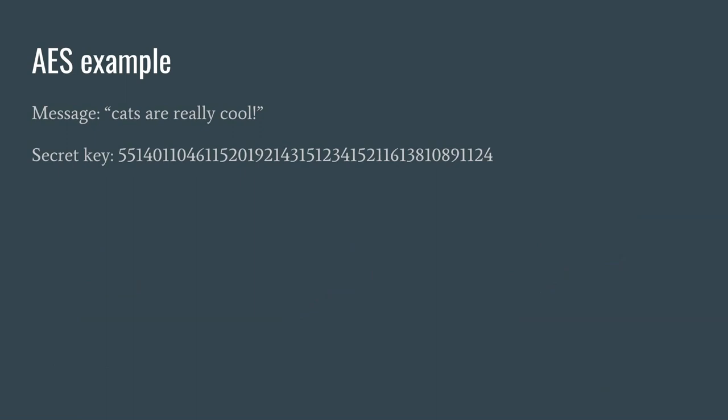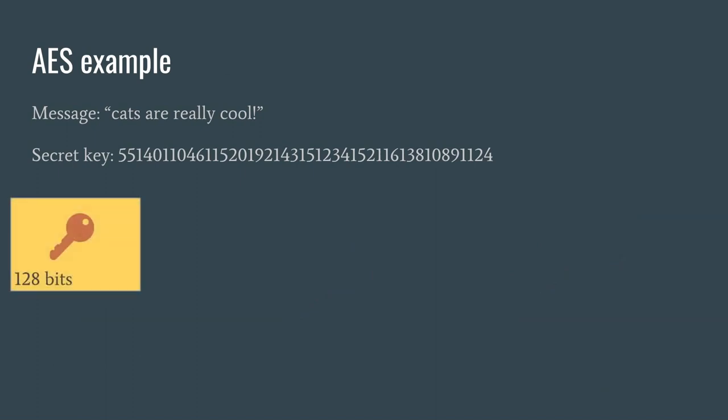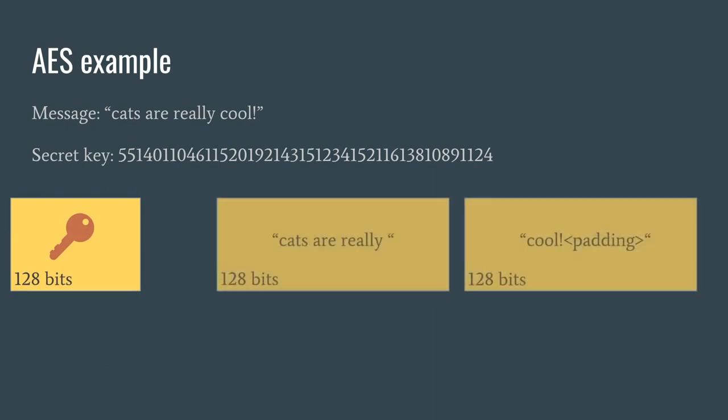AES example. AES takes two pieces of information as input. It'll take your plain text message that you would like to encrypt and a secret key. For our purposes, just a random number right here. Based on the flavor you're using, the key will be of a given size. So in this case, we're using AES-128, so we'll have a 128-bit key. And we'll break our data up into 128-bit chunks.